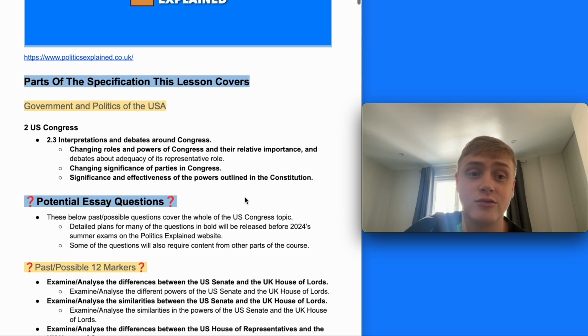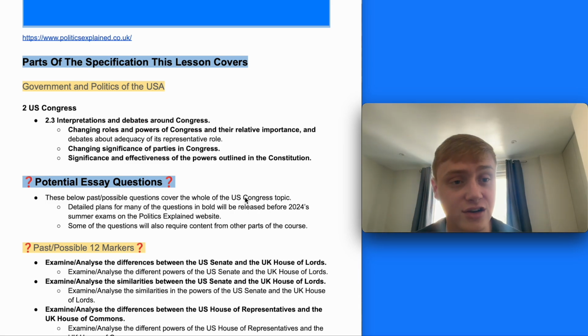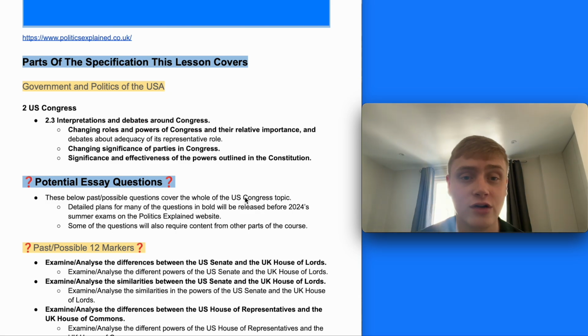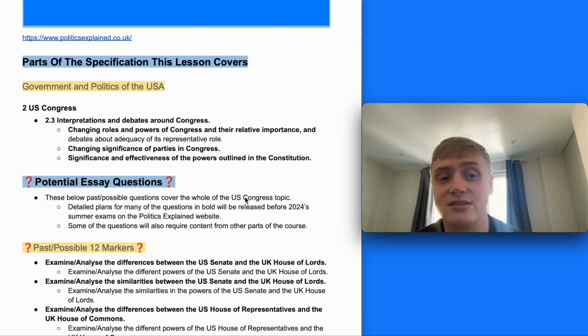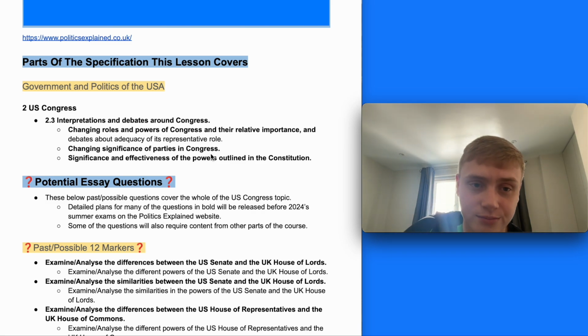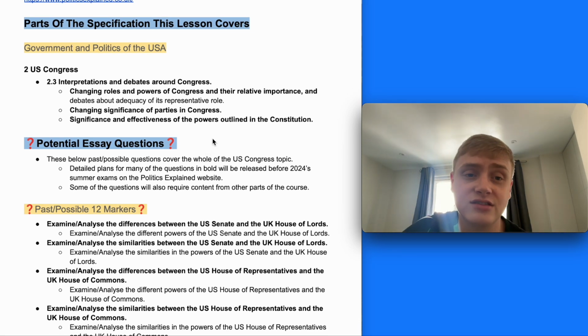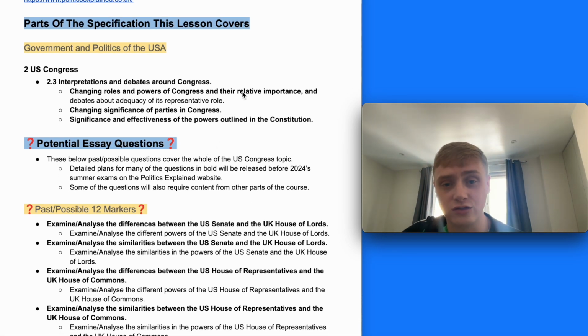Starting off with the parts of the specification this lesson covers, it's 2.3 of the Edexcel specification, looking at interpretations and debates. So the changing roles and powers of Congress and their relative importance. The debate about the adequacy of its representative role, as well as the adequacy of legislative and oversight roles, have been covered in previous videos. Also going to look at the changing significance of parties in Congress, and finally the significance and effectiveness of the powers outlined in the Constitution.